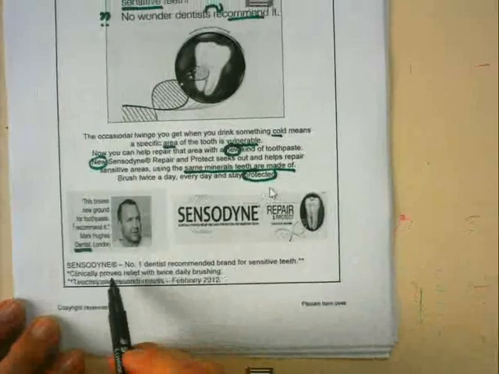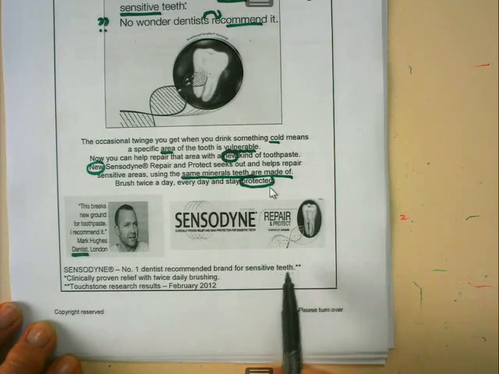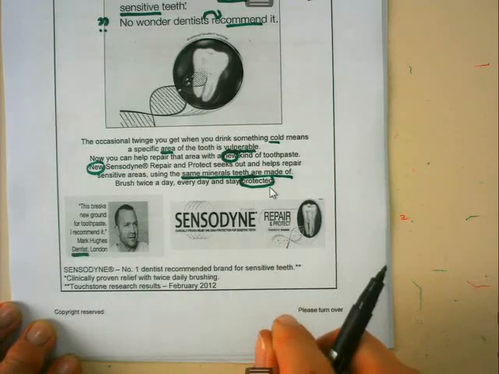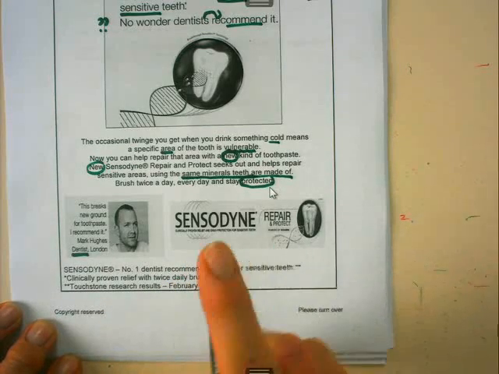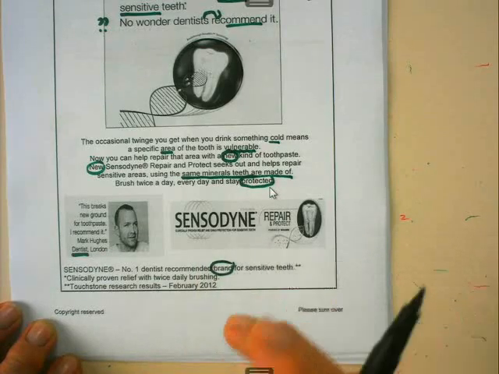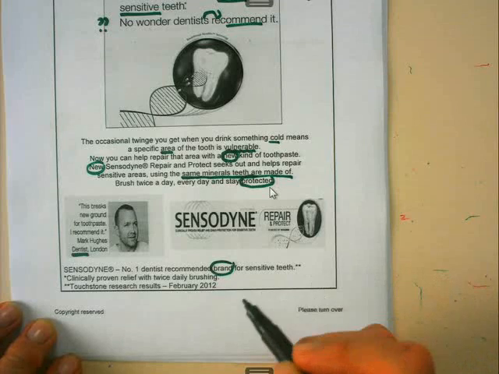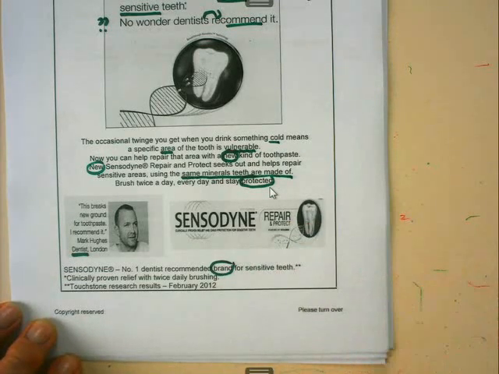Now, Sensodyne, number 1 dentist recommended brand for sensitive teeth. So again, of all the dentists that they asked, all the dentists mentioned this brand first. Okay, brand. So the name of the brand, it's toothpaste. You get Colgate, you get Aquafresh. The brand of this toothpaste, Sensodyne.